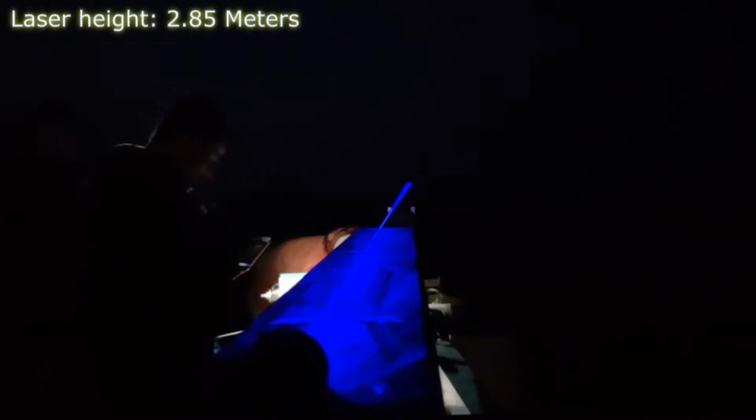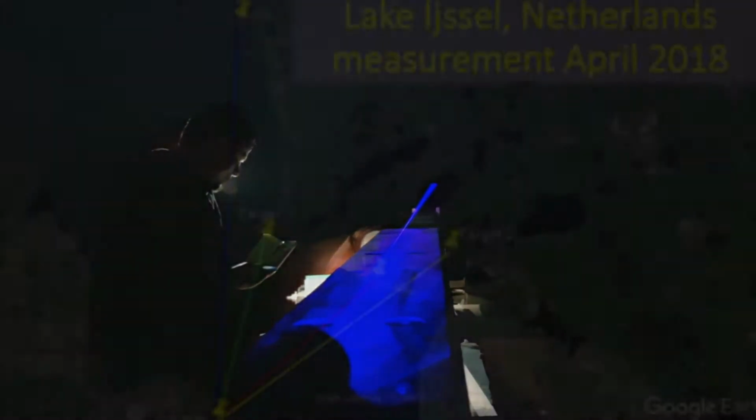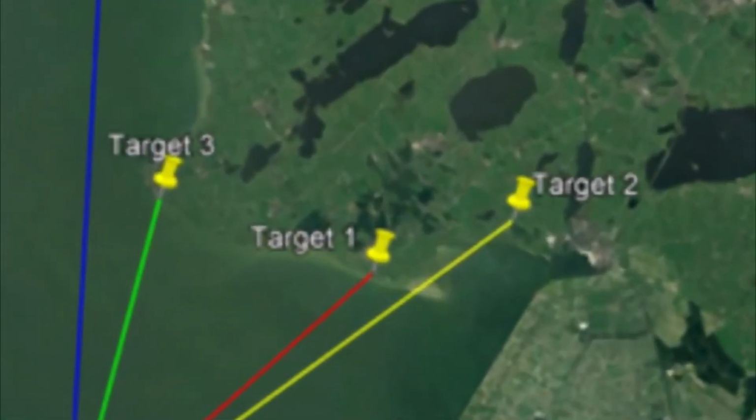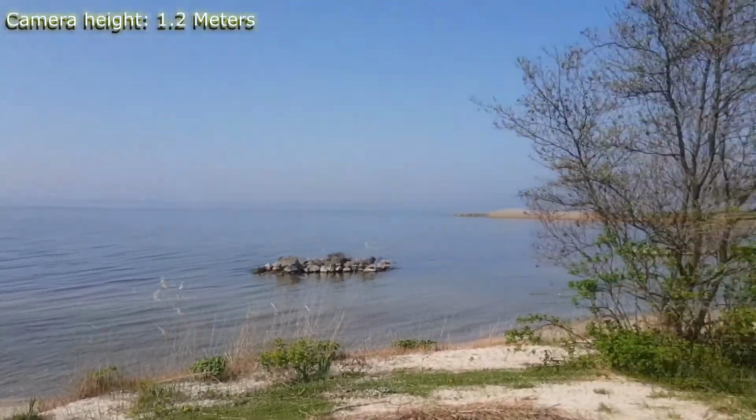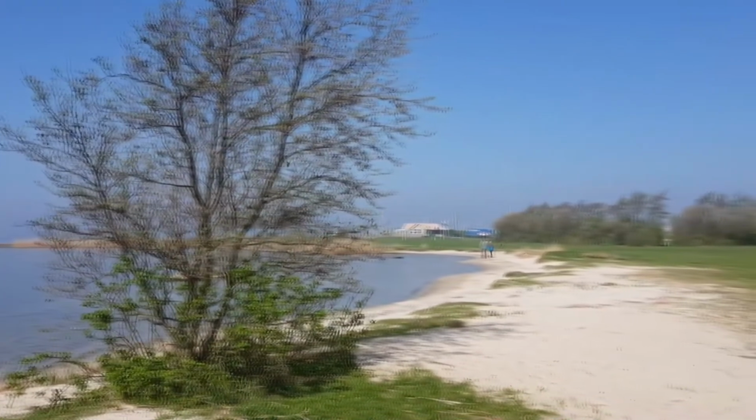Measurement 3, Lake IJssel, Target 1. On April 8, 2018, at 1 o'clock a.m., the blue laser was on the SALAD at 2.85 meters or 9.35 feet above the lake surface. It was seen at the Target 1 position, 21.26 kilometers or 13.21 miles, at a height of 1.2 meters or 3.94 feet above the lake surface. It took less than 60 seconds for them to see the source of the laser at the Target 1 location.